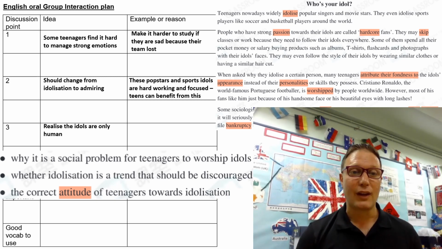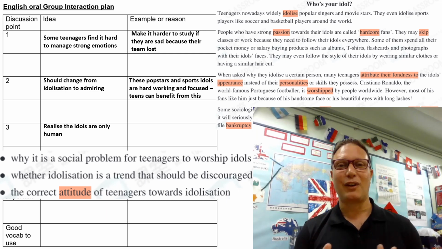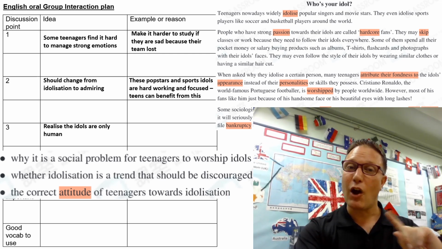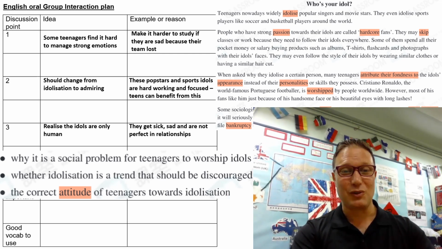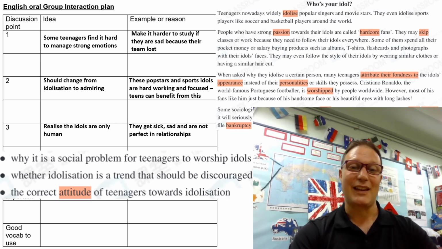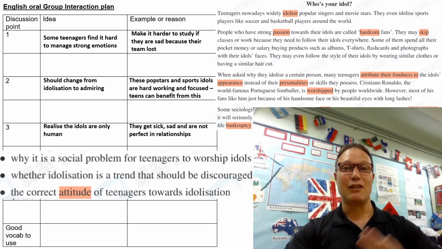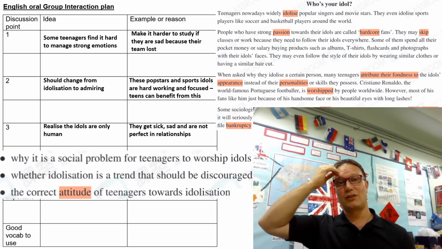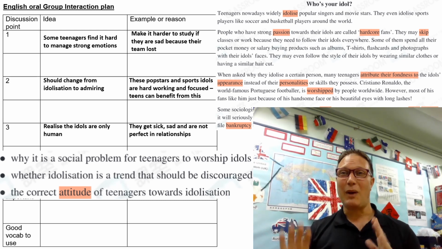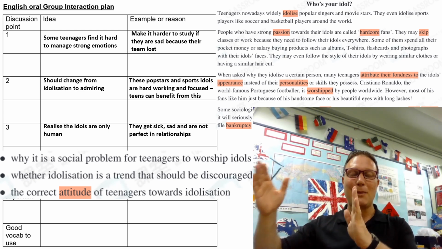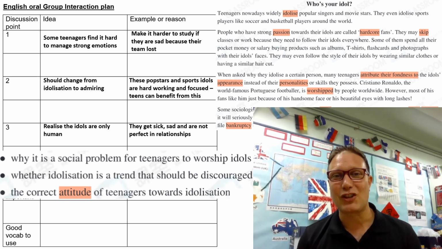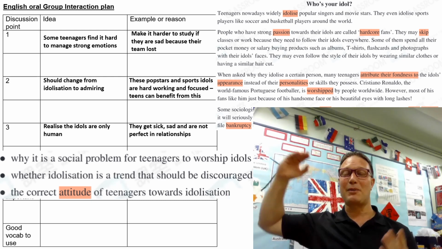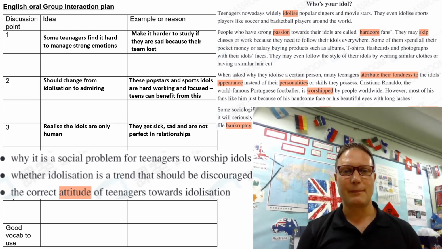So the third point, the correct attitude of teenagers towards idealization. So my idea was realize that idols are only human. So you shouldn't worship idols completely. Realize they're only people the same as me, same as you. They get sick, they get sad, they're not perfect in relationships. In fact, to be at the top of a profession, to be the best singer or the best sports star, you have to cut out a lot of other things that people would consider important in their relationship, like coming home to see your wife or spending time with your kids. If you want to be the top, you can't do all of those nice things.